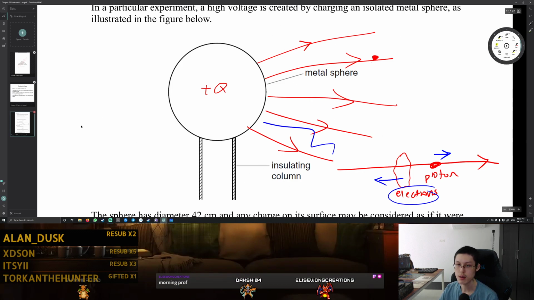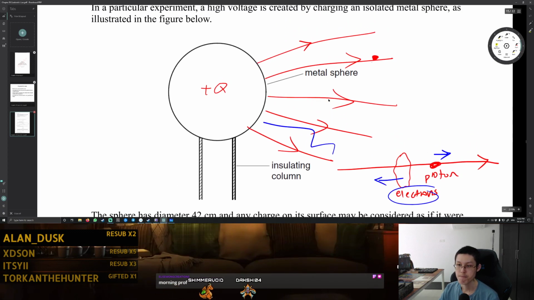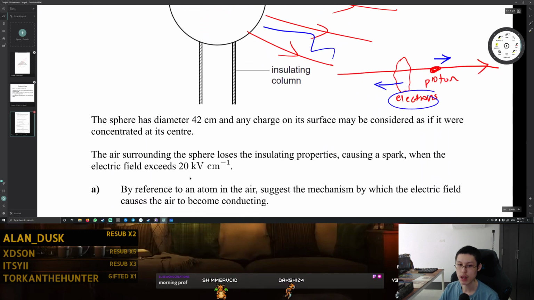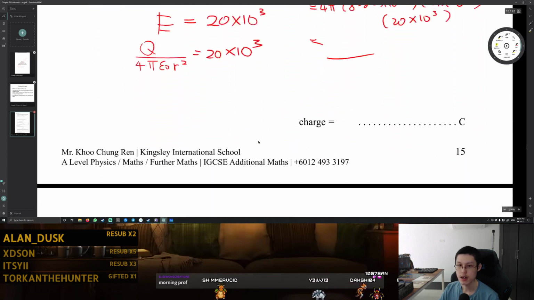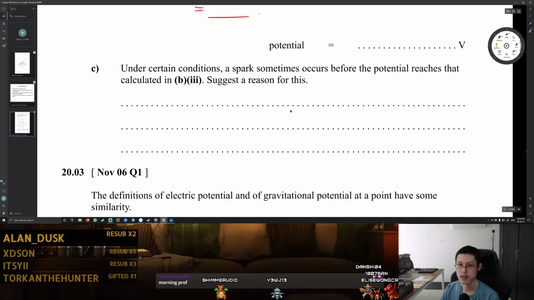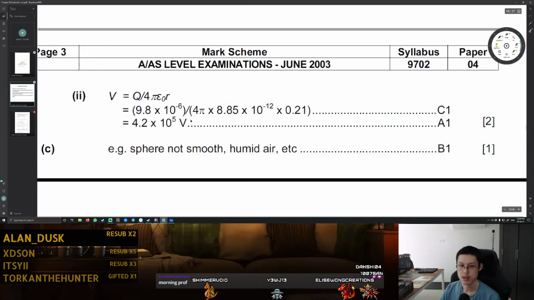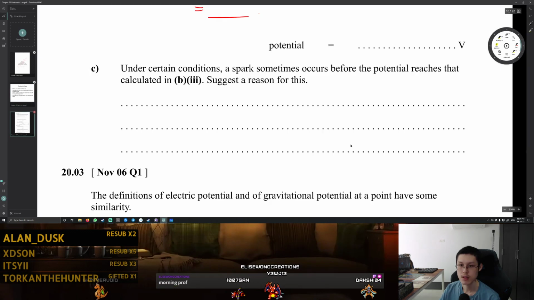Water is a polar molecule. Well, you've done chemistry, so you should know that, which means you can pull them apart much easier, which means you would need a lower value than this to cause a spark. Basically, you just quote reasons that may suggest it is not ideal. So things like the sphere is not smooth, there are imperfections on the sphere, the air is humid, and yep, that's pretty much it.